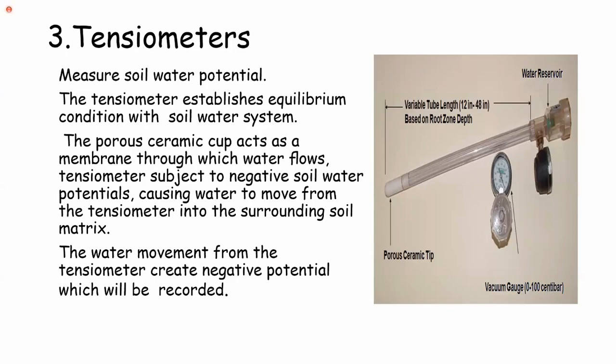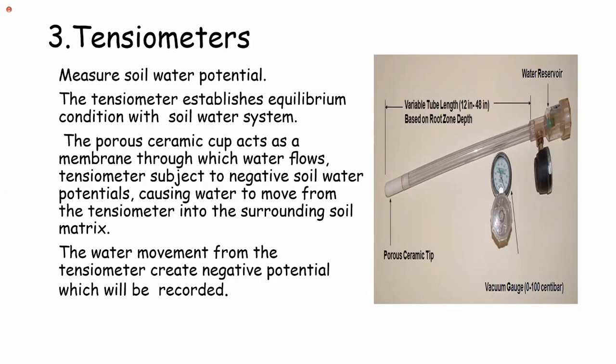So it is a very simple piece of equipment. You can open this and fill the instrument with water, and then install it into the soil. If the soil moisture content is very dry, water will come out of this tube, and because of that a vacuum is created here. That vacuum, or tension, will be read by the gauge. So at different moisture contents, it will give different readings.